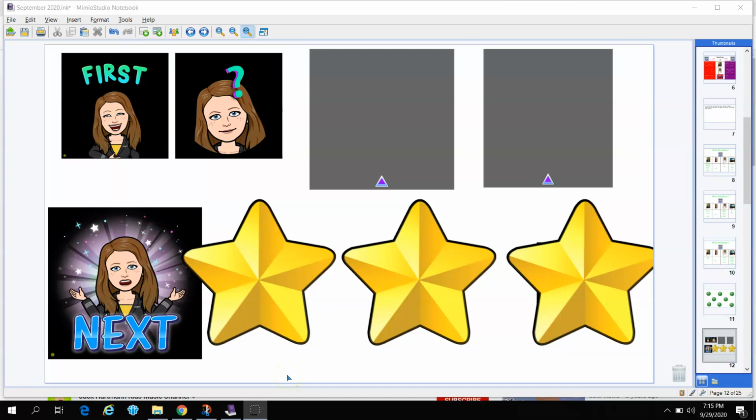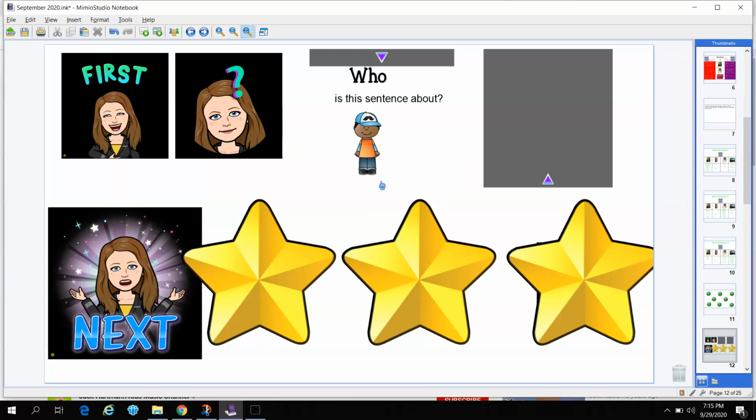On Monday, we talked about how to write a good sentence for each square of our graphic organizer. Do you remember? What are the two questions that you should ask for each square on your graphic organizer? What was the first one? The first one is, who is this sentence about?